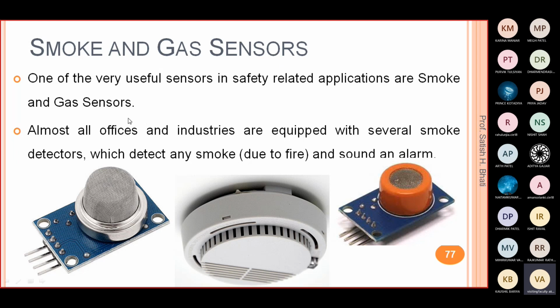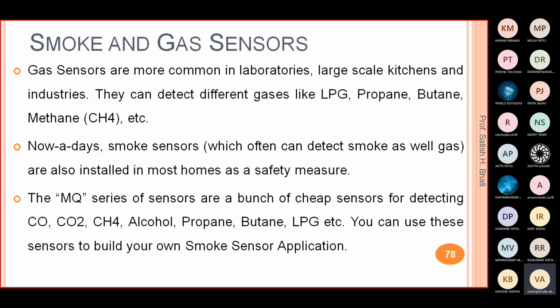So you can see in the figure, three devices, right? The leftmost and the rightmost are sensors, and the middle one is the kind of equipment we generally see in a room or in some offices, which is used as a smoke detector. These gas sensors are more common in laboratories, large scale kitchens, and some industries. They can detect different gases like LPG, propane, butane, methane, etc.